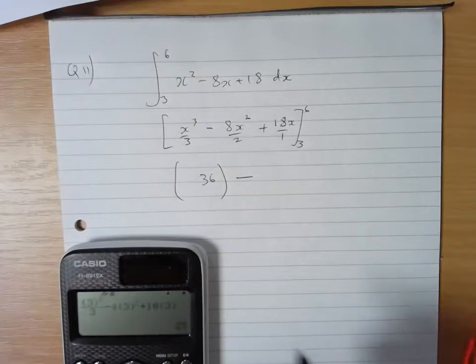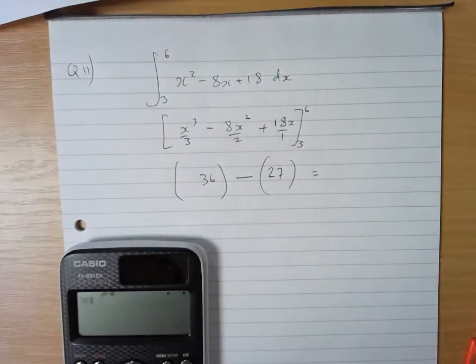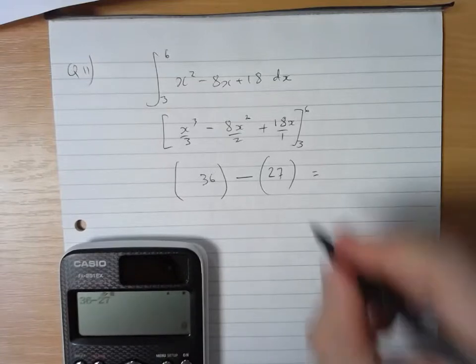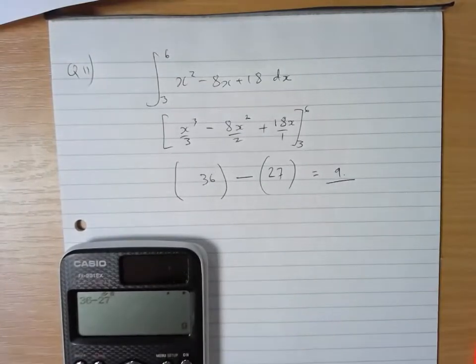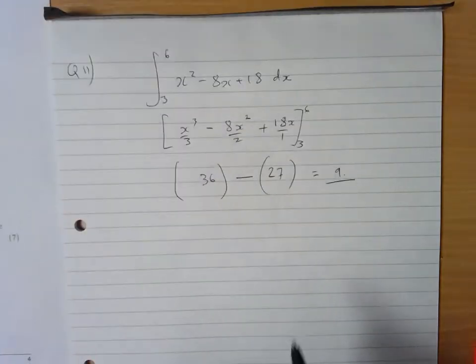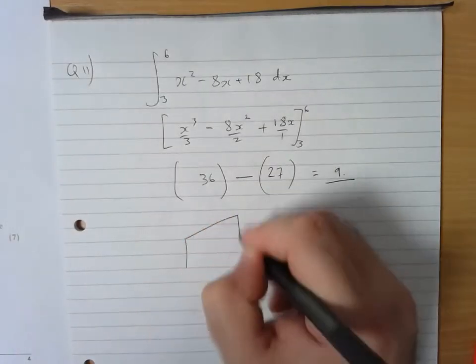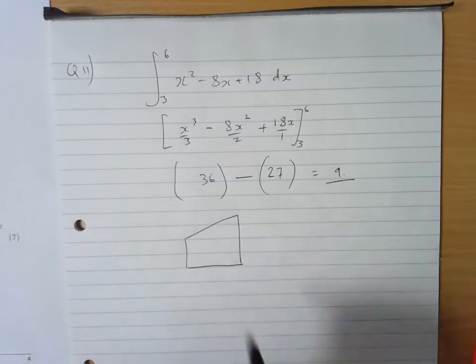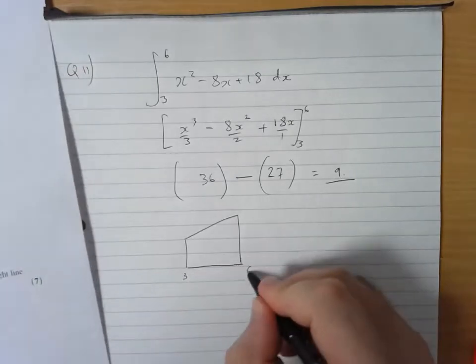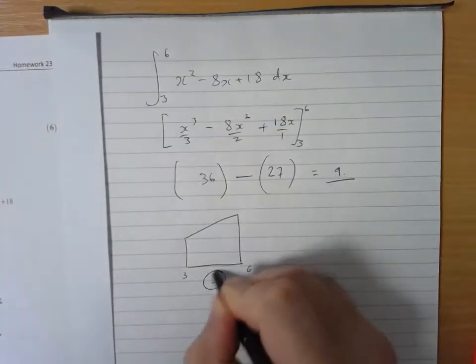Press equals and I get 27, which equals 36 take 27, gives us an answer of 9. So our orange area underneath here has an area of 9. What we're going to do now is work out the trapezium. So we have a trapezium that looks like this. It's got a base between 3 and 6, because it starts at x is 3 and ends with x is 6. So it's got a base of 3 here.